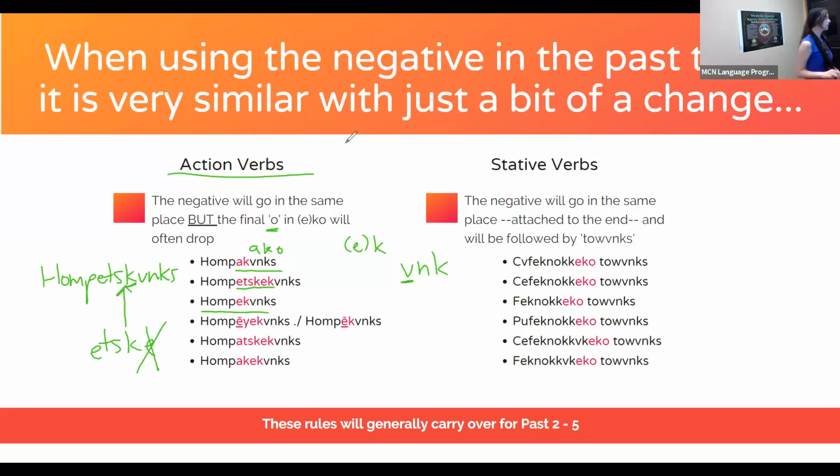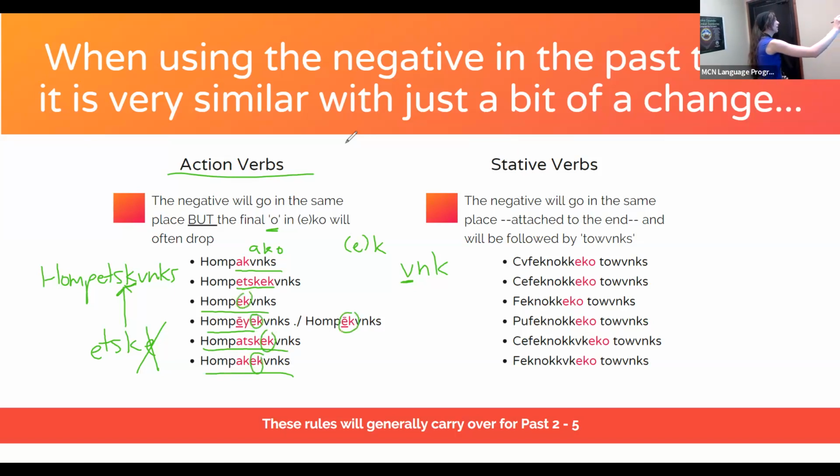Hombegunks. Hombotskgunks and hombogigunks. So they're all going to have ig right before, and then of course, first person is ak, right before unks. So they all become egunks.